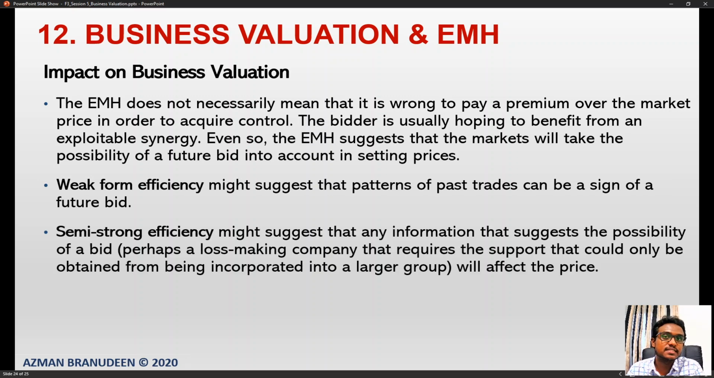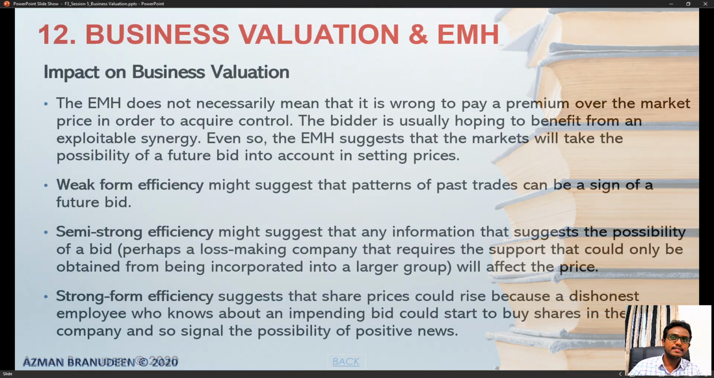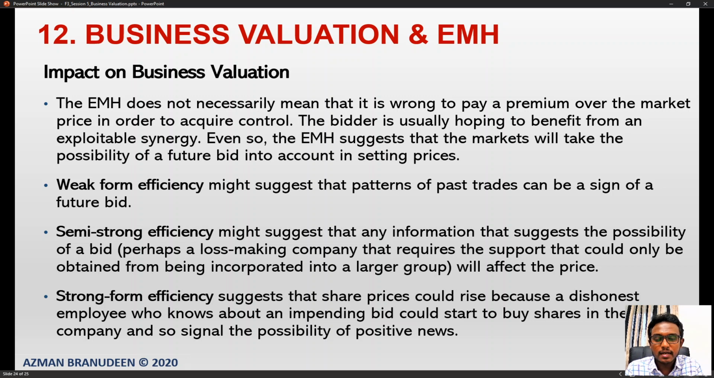Semi-strong efficiency suggests that any information that suggests the possibility of a bid, perhaps a loss-making company that requires the support that could only be obtained from being incorporated into a larger group, will affect the price, right? That's just an example. Strong form efficiency suggests that share prices could rise because a dishonest employee who knows about an impending bid could start to buy shares in the target company and so signal the possibility of positive news. Insider trading, right? And that is all about the efficient market hypothesis and all the forms: weak form, semi-strong and strong form, and all of these are probable, right?